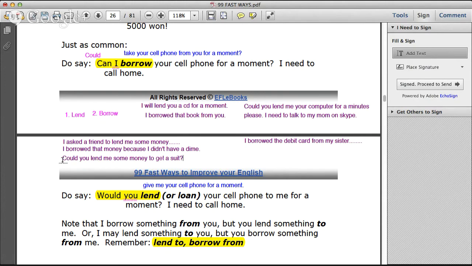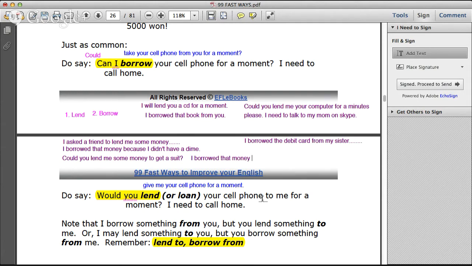What are we saying here? Are we saying give or take? Give. Can you give me some money? Could you give me some money? Yes. Awesome. All right, and one for borrow. I borrowed that money because I think he didn't need that so much.